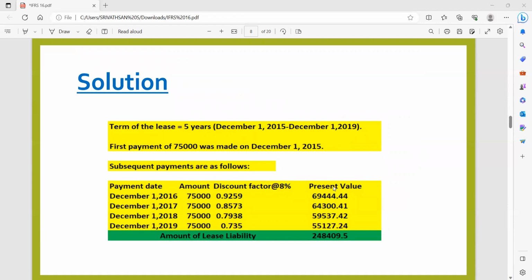And we need to calculate the present value of this, because the 1st December 2016 payment is going to be made after 1 year. So what is the value of this 75,000 today? That is 69,444. So you need to calculate the present value for all the cash flows and add them all. You get 248,409.5, and this is the amount of lease liability, and this 248,409 will be shown on the liability side of your balance sheet.